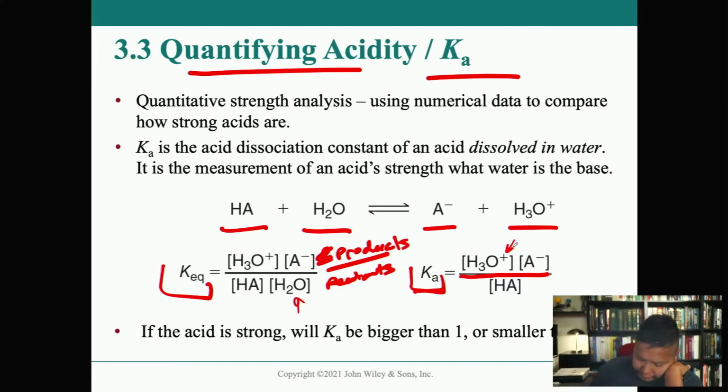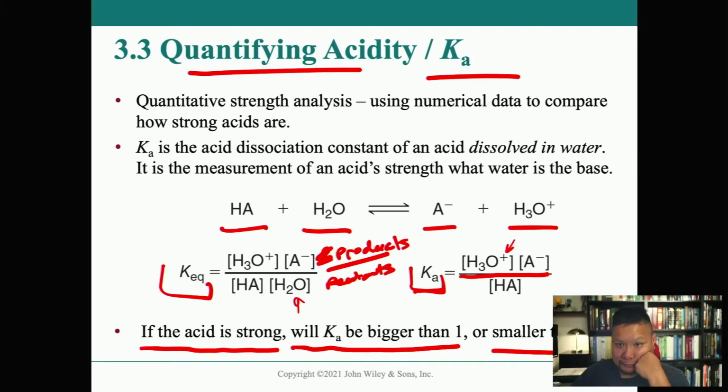So the question then is: if an acid is strong, will the Ka be bigger than 1 or smaller than 1? Well, let's think about this for a second. A strong acid means that the ions of that acid dissociate, let's say completely. An example of that would be sulfuric acid. So sulfuric acid is a really, really strong acid.